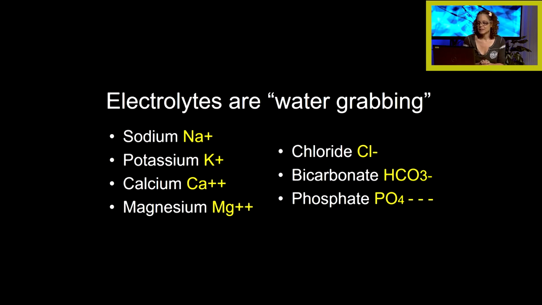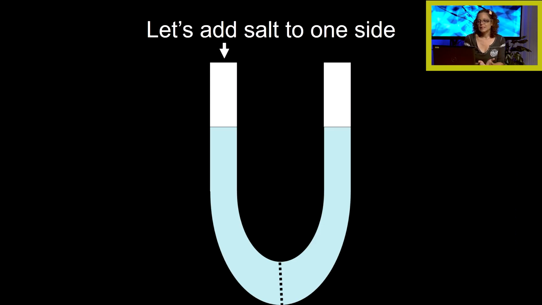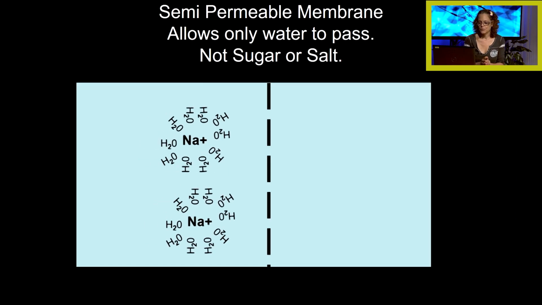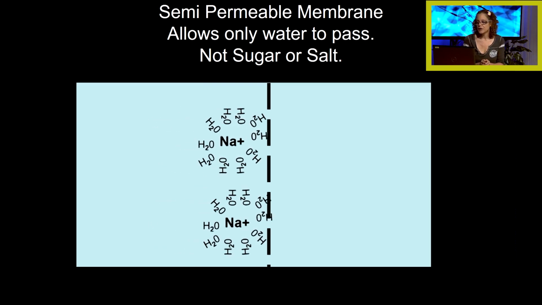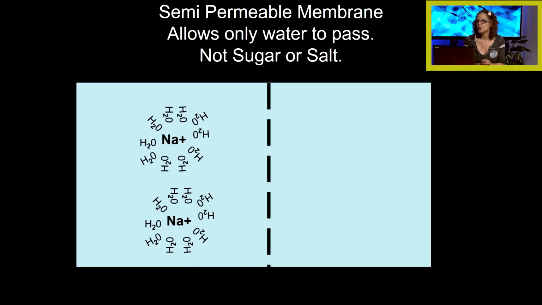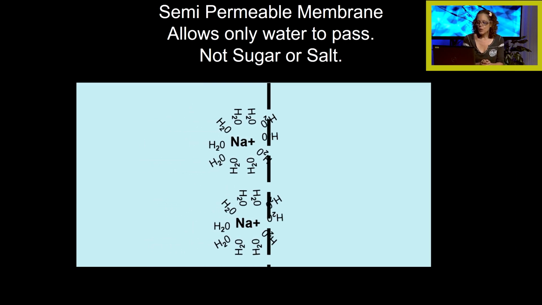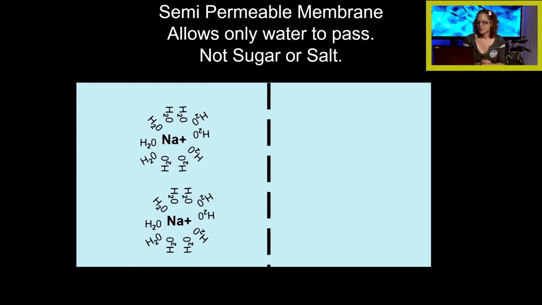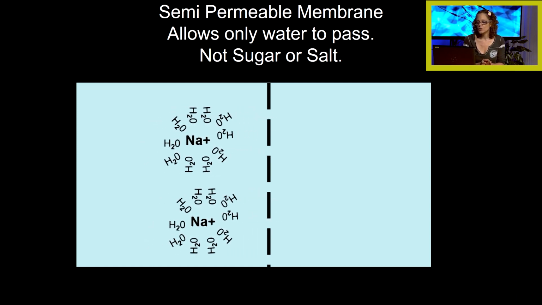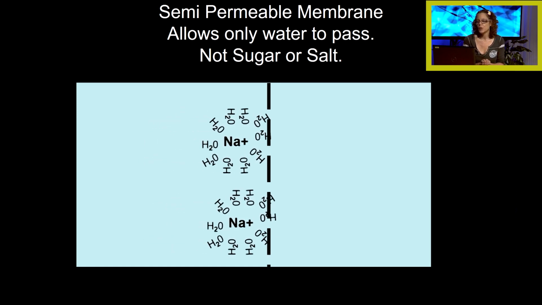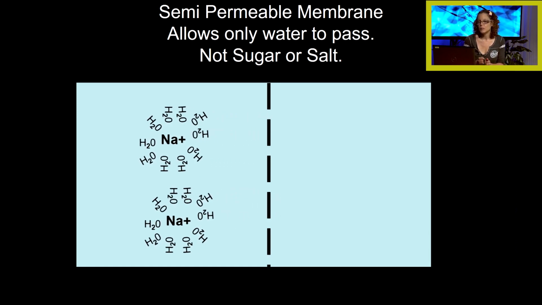So electrolytes are water grabbing. Let's add salt to one side of the U-shaped tube. The semi-permeable membrane allows only water to pass, not sugar or salt. So if we add salt to one side and we have the water being attracted to the salt, that salt isn't going to be able to move through the semi-permeable membrane via osmosis.